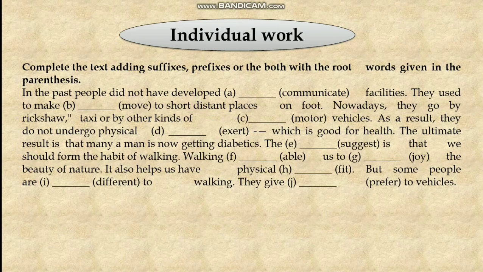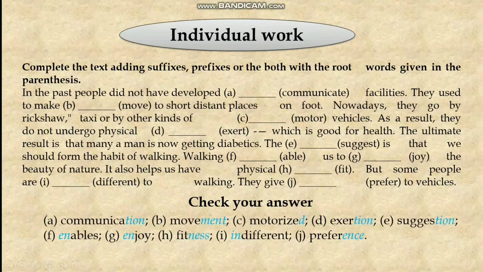Let's go to see the answers. Check your answers whether they are correct or incorrect. Okay. First one is communication, second one movement, third one motorized, fourth one exertion, fifth one suggestion, sixth one enables, seventh one enjoy, eighth one fitness, ninth one indifferent, and tenth one preference.